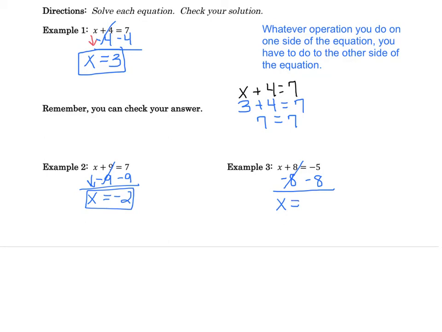-5 minus 8. Same sign, so you're going to add and keep the sign. So 5 plus 8 is 13, and then you're going to bring the negative with it. So your answer is -13.